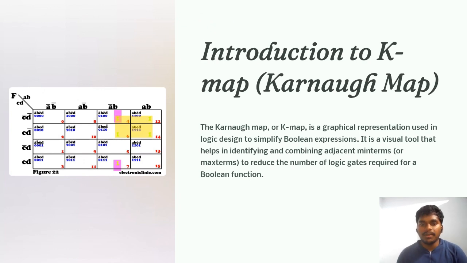Introduction to K-map. The Karnaugh map or K-map is a graphical representation used in logic design to simplify Boolean expressions. It is a visual tool that helps in identifying and combining adjacent minterms or maxterms to reduce the number of logic gates required for a Boolean function.